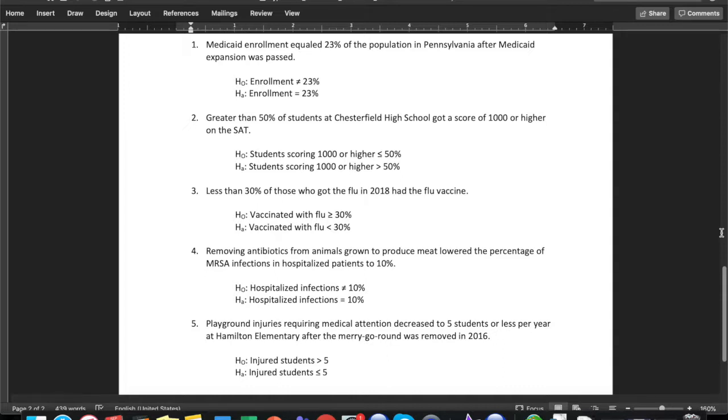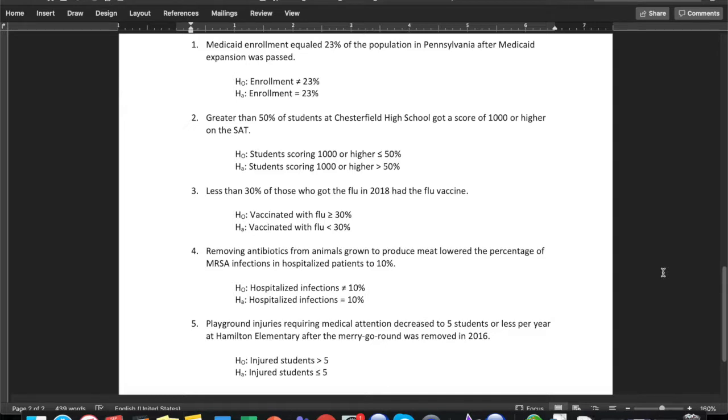Removing antibiotics from animals grown to produce meat lowered the percent of MRSA infections in hospitalized patients to 10%. So I'm saying, does it equal 10%, or does it not equal 10% in this case? And this is actually something that you see. Antibiotic resistance increases and makes people more susceptible to MRSA in hospitals. So this would be something that somebody might want to look at.